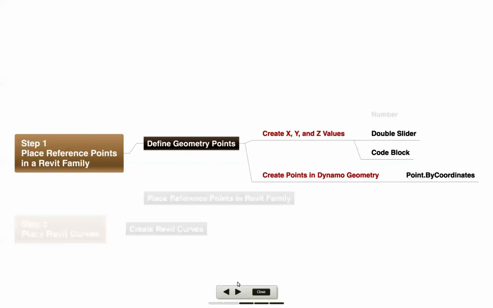As the first step in this example, we're going to define some geometry points, and then ultimately use those to create some reference points. So we'll start by just creating some x, y, and z values. We can use numbers, maybe a slider or a code block, whatever we're going to use to enter those values. Then we're going to create the points in the Dynamo geometry using the Point.ByCoordinates node.